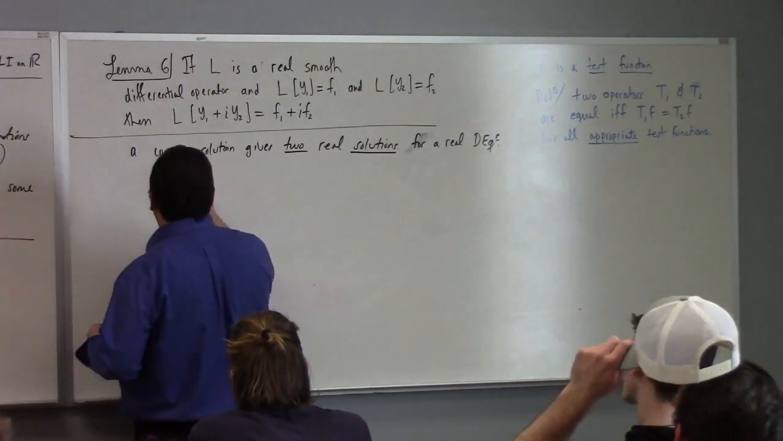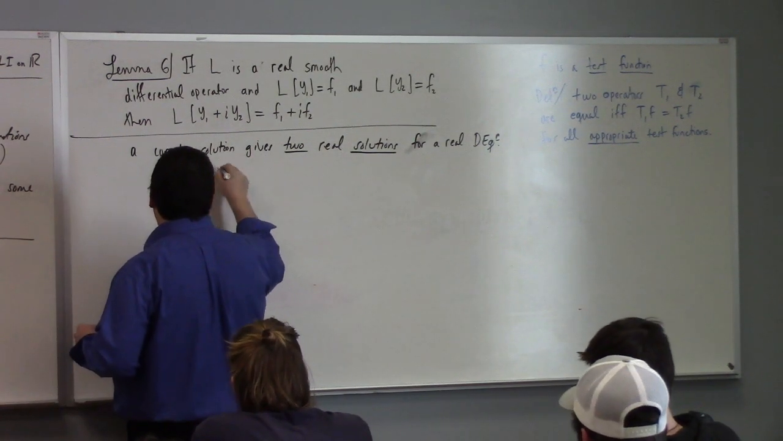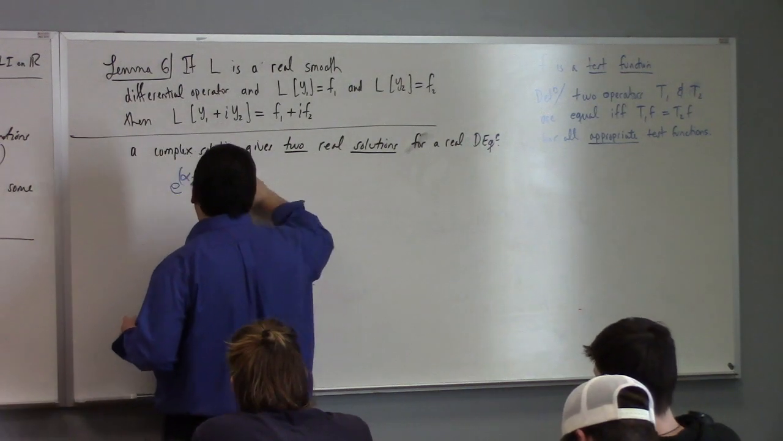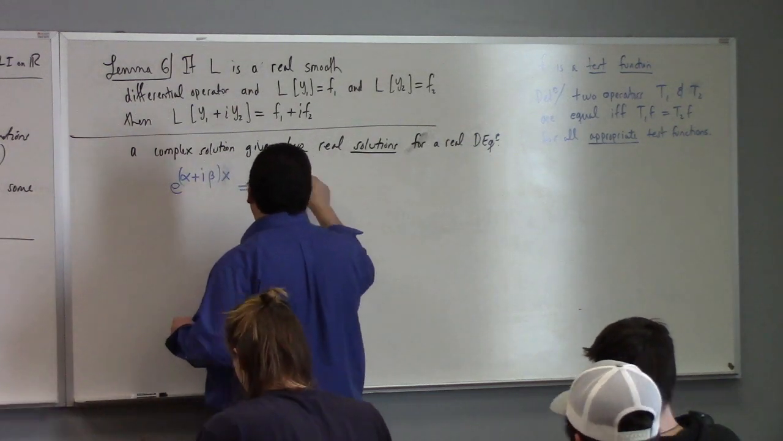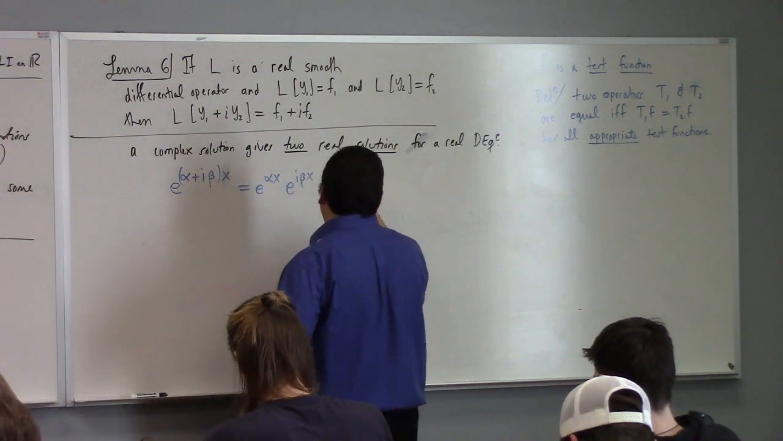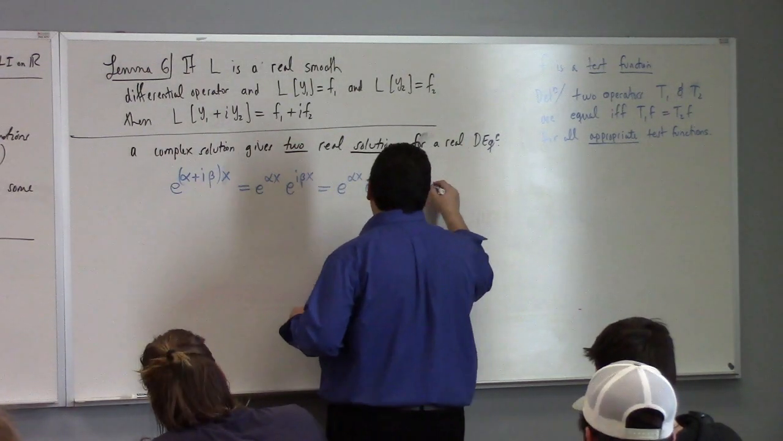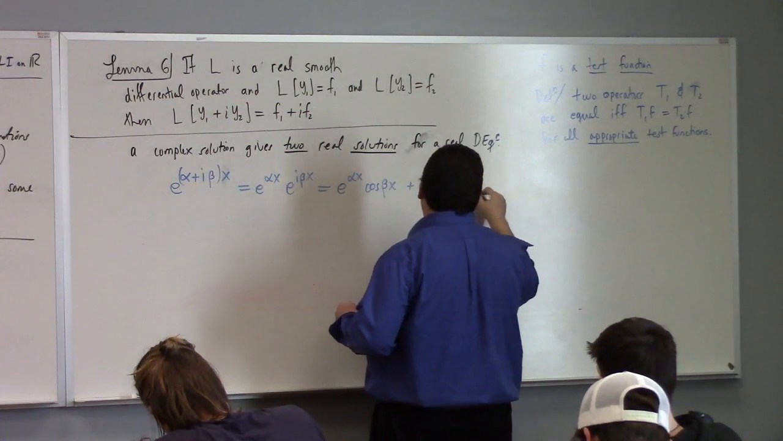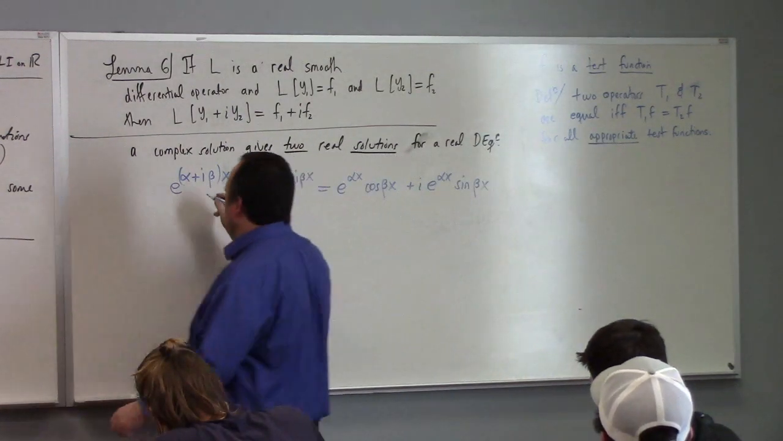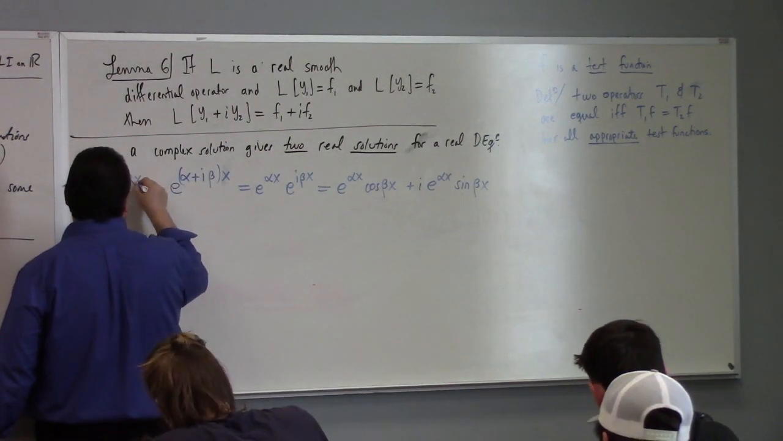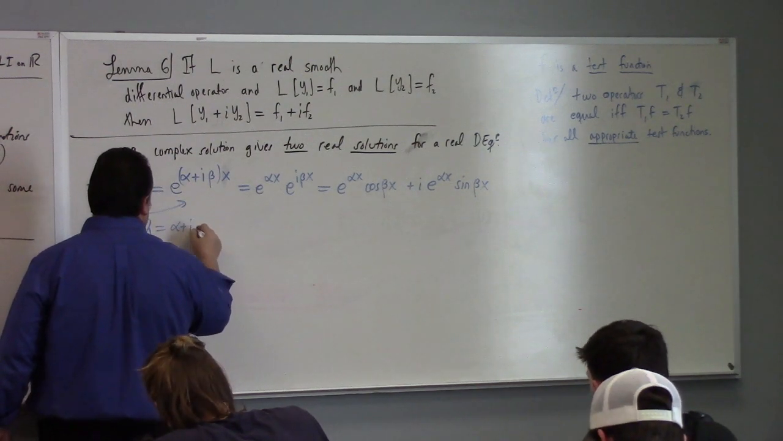So here's the thing. If I have e to the alpha plus i beta times t, or let's say x, I've been using x today. Well, that's equal to e to the alpha x times e to the i beta x, which by definition is e to the alpha x cosine beta x plus i e to the alpha x sine beta x. So, in other words, e to the lambda x is equal to this if I have lambda equals alpha plus i beta.